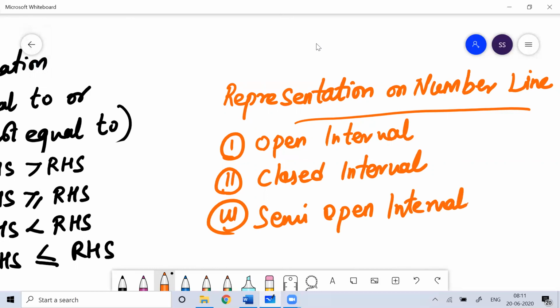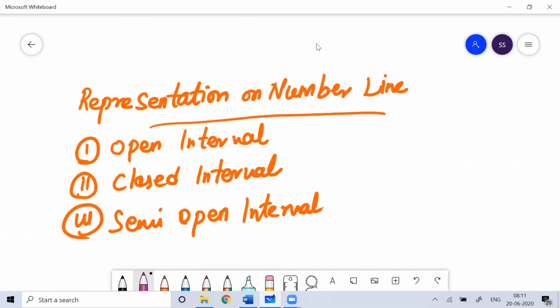Basically, what we talk about in an open interval, maybe suppose I talk about a relation like x is between a and b. So you can see this, there is no equal to sign along with the inequality sign. So I can talk about the relation simply.